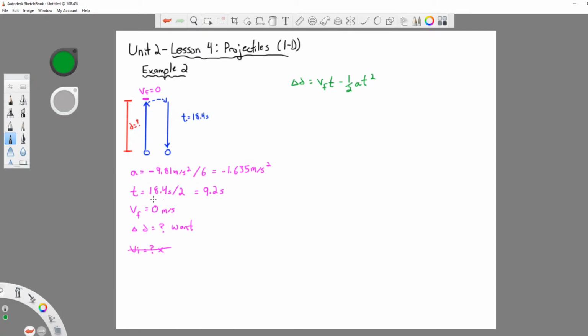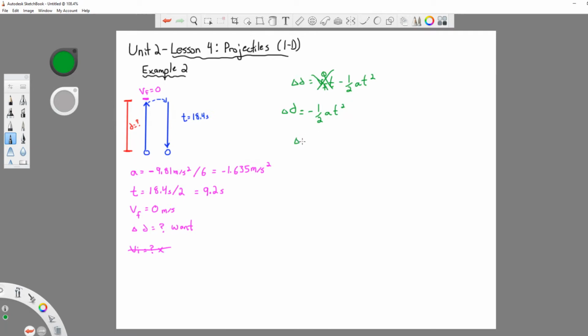Since our VF value is 0, this whole term cancels out to 0 because anything times 0 is 0. Let's cross this whole thing out and rewrite this formula to delta D is equal to negative 1/2 AT squared. Cool. Plug numbers in and we are done. Be careful to watch symbols. This negative symbol is going to be important. And our acceleration value being negative is also going to be important.